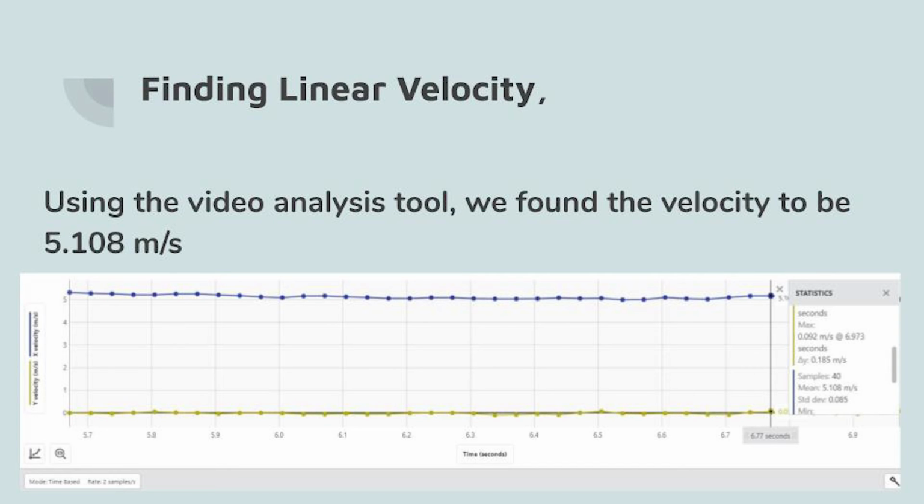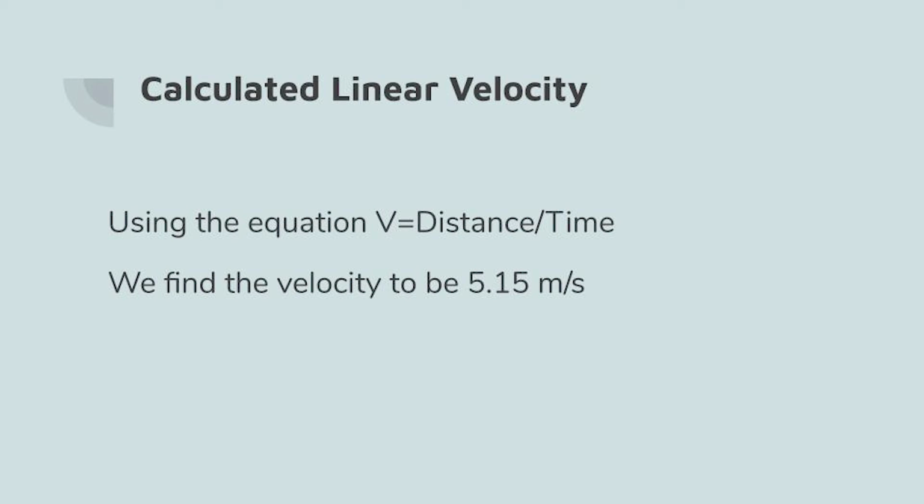The other way we can find the linear velocity is by using this equation. We get a velocity of 5.15 meters per second when we use the known values for distance and time.